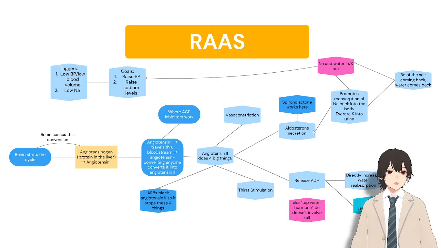Aldosterone is in charge of promoting the reabsorption of sodium back into the body and excreting potassium into the urine. So when you excrete potassium, you're going to be losing it.